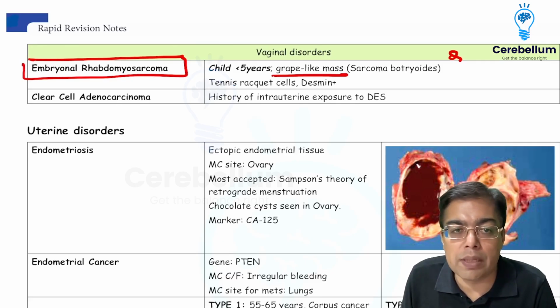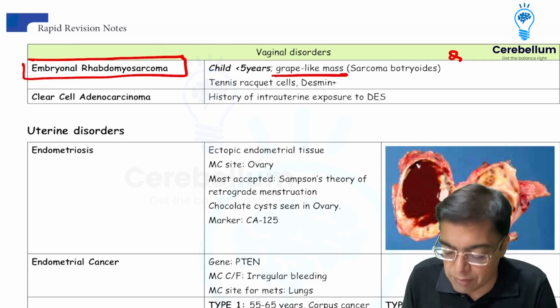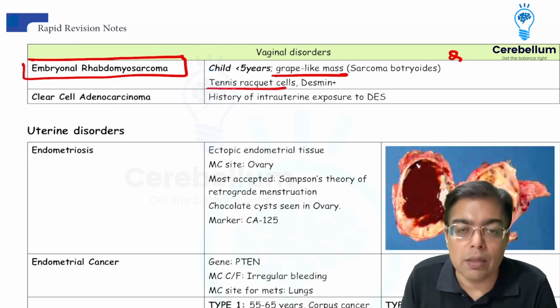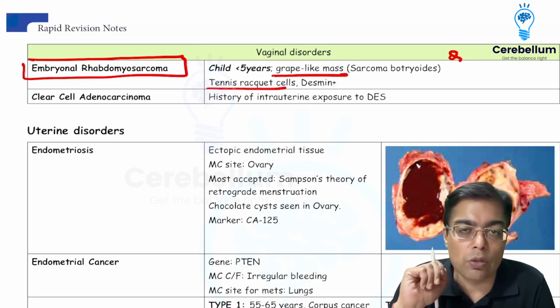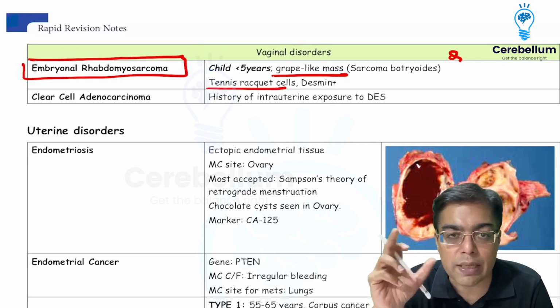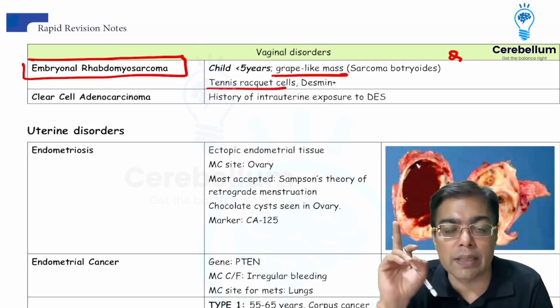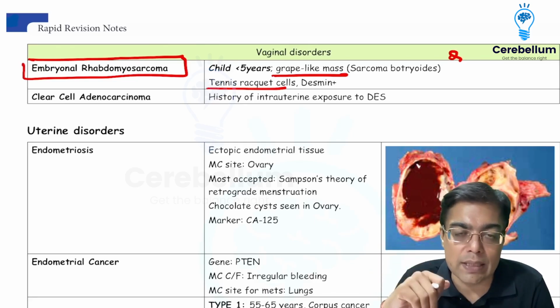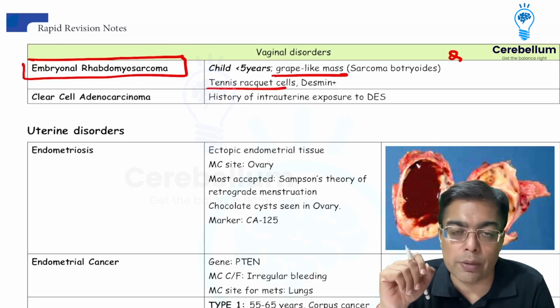This particular tumor is an example of a condition which is also having the presence of tennis racket cells. Remember, tennis racket cells is what we discussed in case of the presence of the Langerhans cell as well. So Birbeck granules, tennis racket appearance, and tennis racket cells. So that was tennis racket appearance. This one is tennis racket cells associated with embryonal rhabdomyosarcoma.